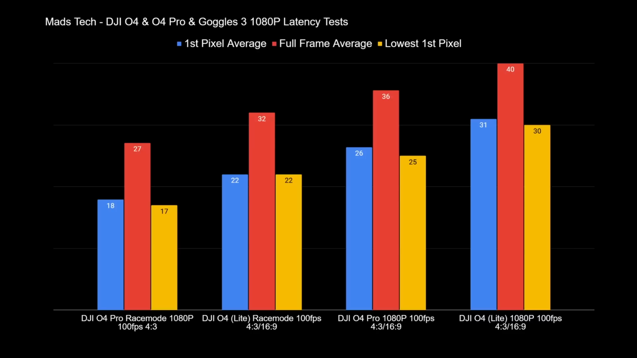Now, I am in the process of doing all of my latency testing on DJI O4. However, I have got the results of the O4 and O4 Pro ear units when used in race mode on the Goggles 3. Now, here you can see on the left-hand side, we've got the O4 Pro in race mode. The first pixel result that I've seen lowest is 17 milliseconds, with the average first pixel coming in at 18 milliseconds and the full frame coming in at 27. Whilst I haven't quite seen that 15 milliseconds that DJI talk about in the spec, I do think it's genuine.